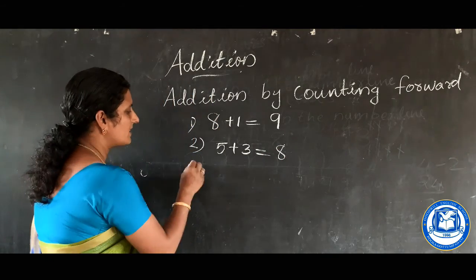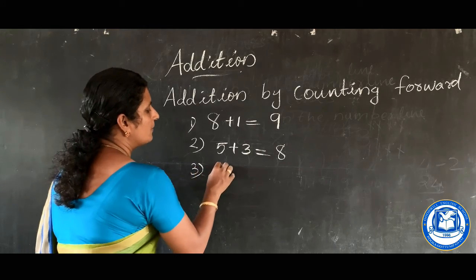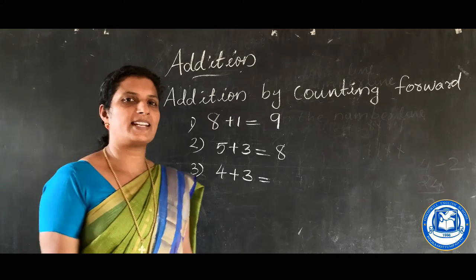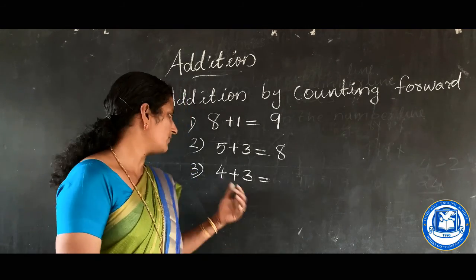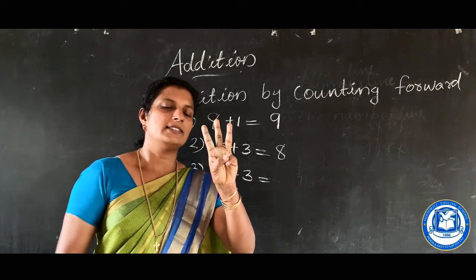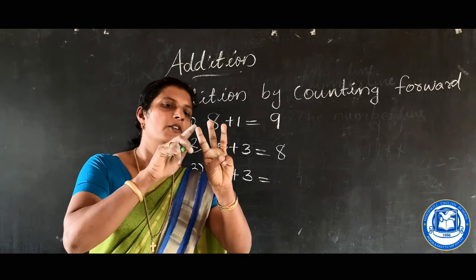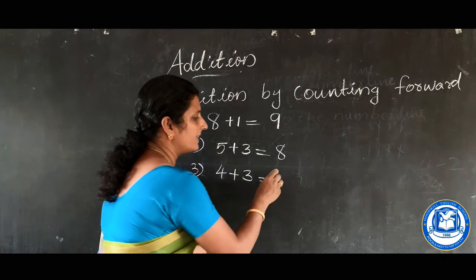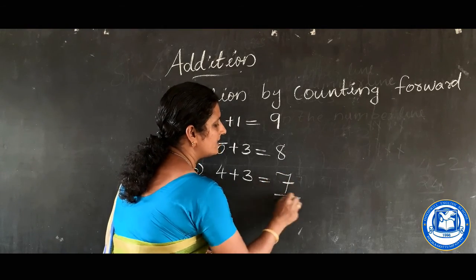For example, one more example I will show you, children. 4 plus 3. Then we have to keep this 4 in the mind, 3 in the finger. Then after 4: 5, 6, 7. We got the answer, 7.